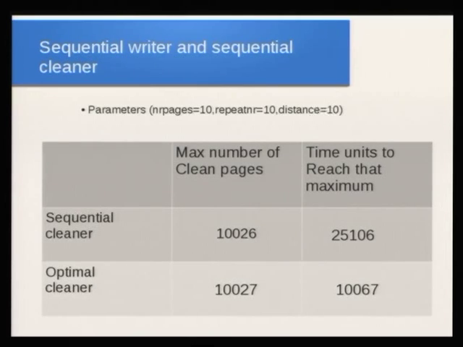So, for example, if you compare the sequential writer with the sequential cleaner and the optimal cleaner, we see that the maximum number of clean pages is very similar, but the time to reach that maximum number of clean pages is 2 times higher with the sequential cleaner, which is QEMU's cleaner.